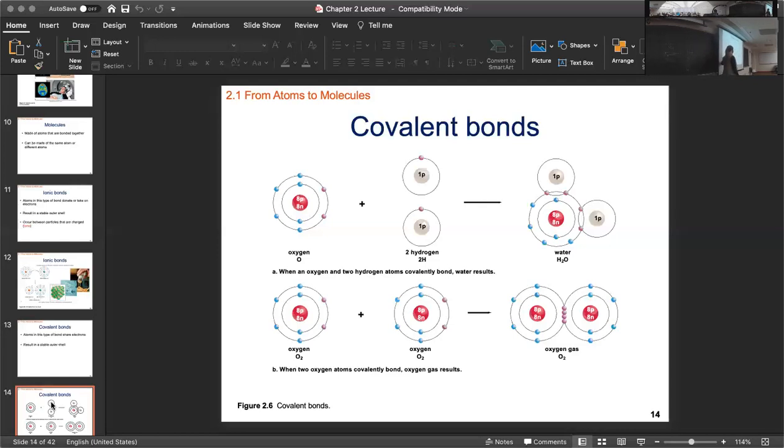Oxygen, we've got 2 oxygens, and what they decided is, if I have 1, 2, 3, 4, 5, 6 on the outside, and you have 1, 2, 3, 4, 5, 6 on the outside, well, what if we just share in the middle, so I can have 1, 2, 3, 4, 5, 6, 7, 8, and you can have 1, 2, 3, 4, 5, 6, 7, 8 together. So we can kind of share these ones. That's a covalent bond.